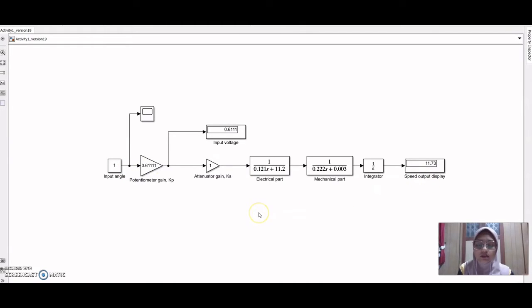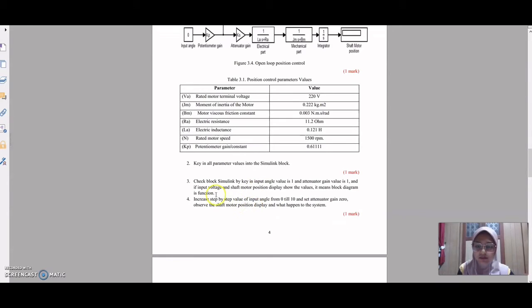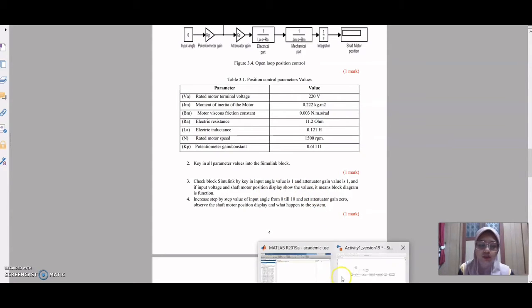are all keyed in. Okay, for the next step, we have to check the block Simulink by keying in the input angle value 1 and attenuator gain value 1, and if the input voltage and shaft motor position display show the values, it means the block diagram is functioning.